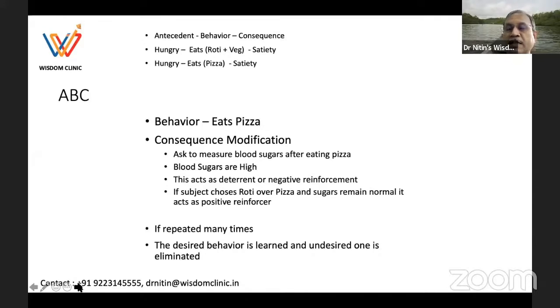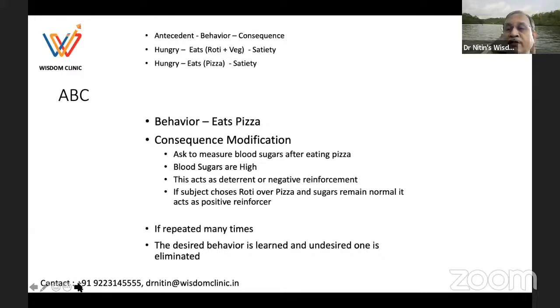Then how to change the consequences? Unfortunately, when the consequences are direct, immediate, and either rewarding or like a punishment, they have immediate changes on behavior. But in cases of lifestyle disorders, we have to first of all measure the consequences, because they are not apparent in terms of bodily symptoms, or in terms of a general reward like it happens in addiction or punishment. So what we do is ask to measure the blood sugar levels after eating pizza. The blood sugars are high.